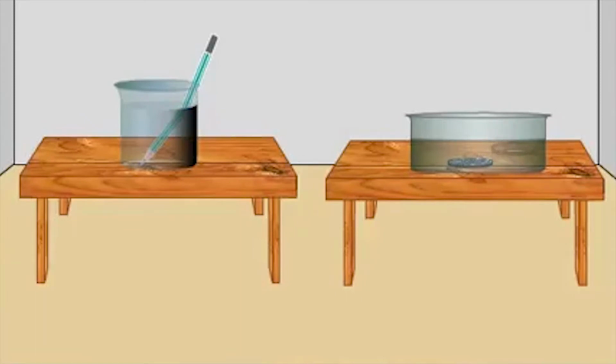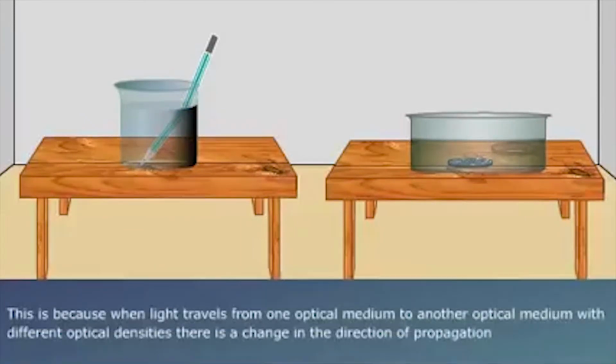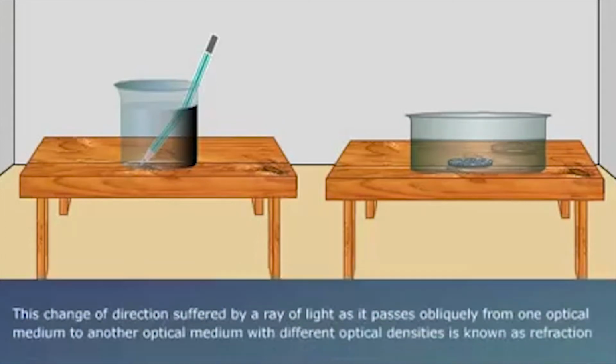Why does this happen? This is because when light travels from one optical medium to another optical medium with different optical densities, there is a change in the direction of propagation. This change of direction suffered by a ray of light as it passes obliquely from one optical medium to another optical medium with different optical densities is known as refraction.